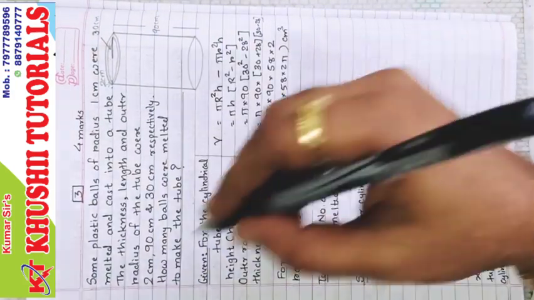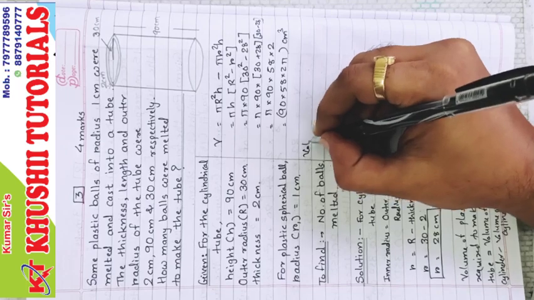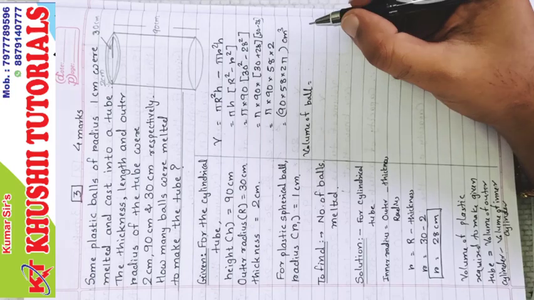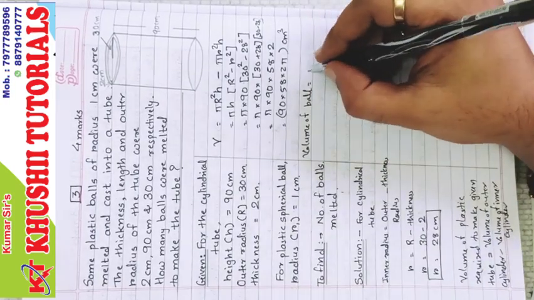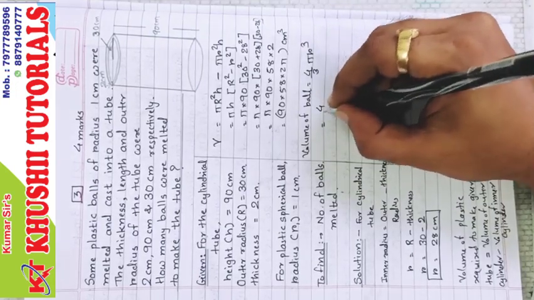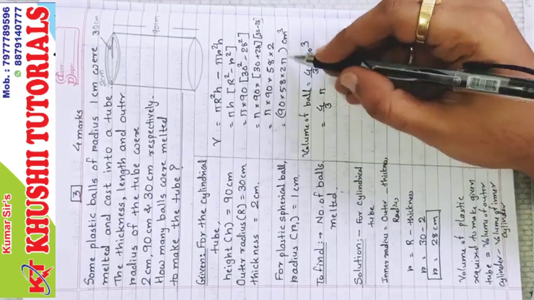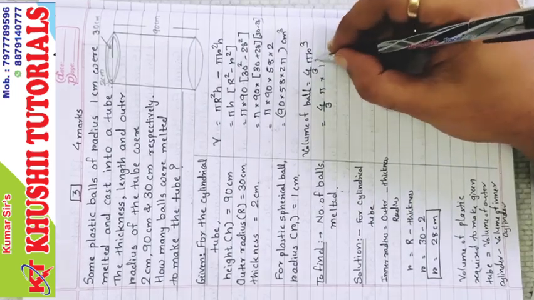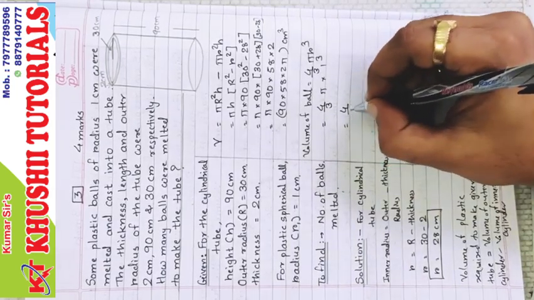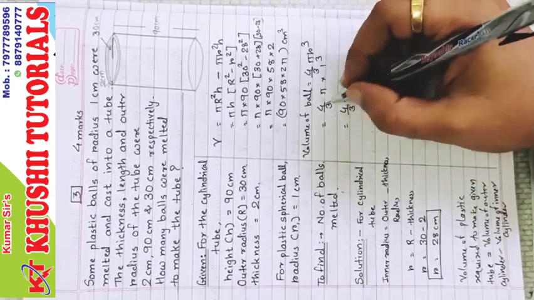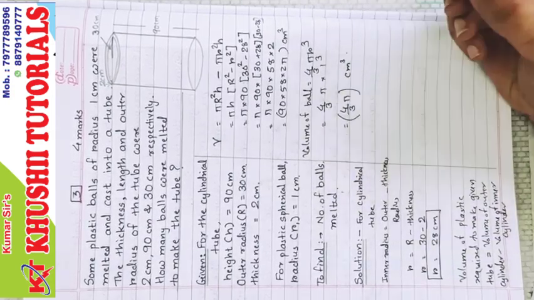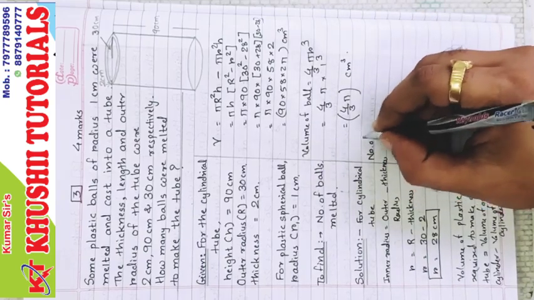Now volume of beads or volume of ball. The ball is spherical in shape. So volume of sphere is 4 upon 3 pi r cube. So 4 upon 3, pi will remain pi because we have not substituted the value of pi, and r is 1 cube. Here our radius is 1 centimeter for the ball. So 4 upon 3 pi, 1 cube is 1, and 1 into 4 upon 3 pi will remain 4 upon 3 pi centimeter cube.